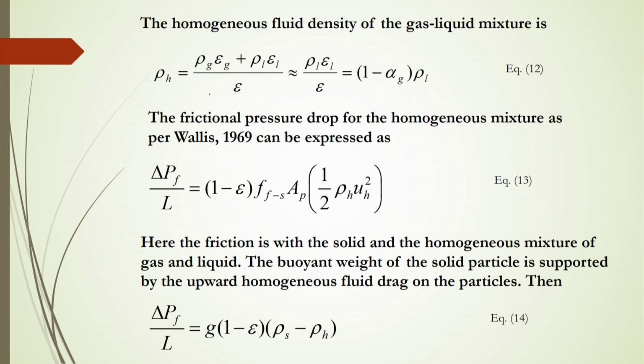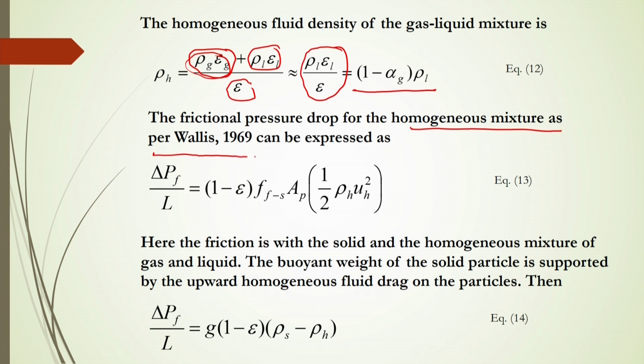Now, what should be the homogeneous density of the gas liquid mixture? Of course, it is nothing but rho_f, that is rho_g epsilon_g plus rho_L epsilon_L divided by the total volume fraction of the gas and liquid mixture in the bed. If we simplify this equation by neglecting the gas mass relative to the liquid mass, then you get the homogeneous density of the fluid inside the bed as rho_L epsilon_L by epsilon, which is equal to 1 minus alpha_g into rho_L. Now, the frictional pressure drop for the homogeneous mixture, as per Wallis 1969, can be expressed here.